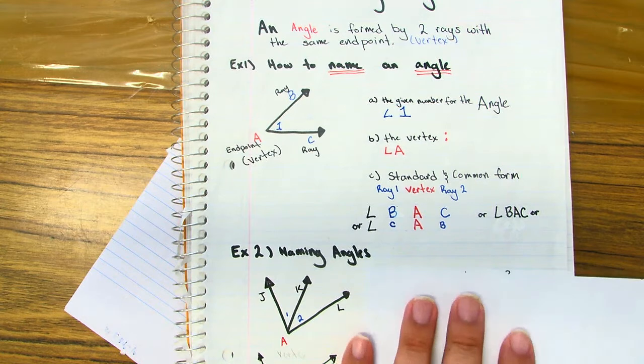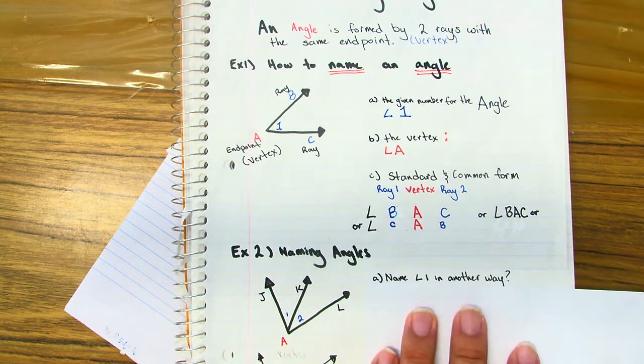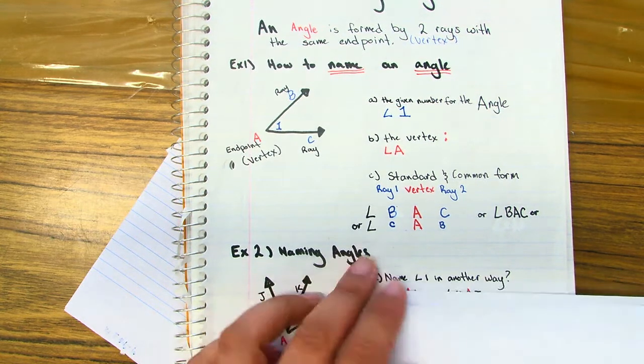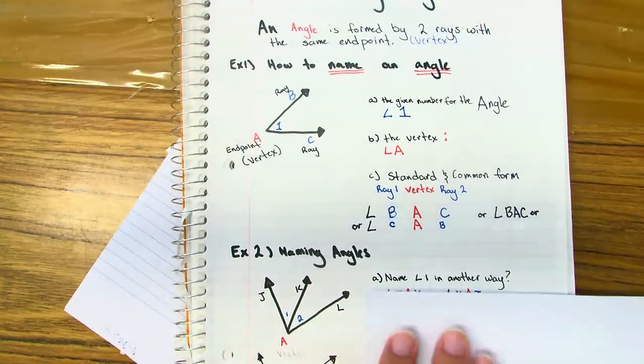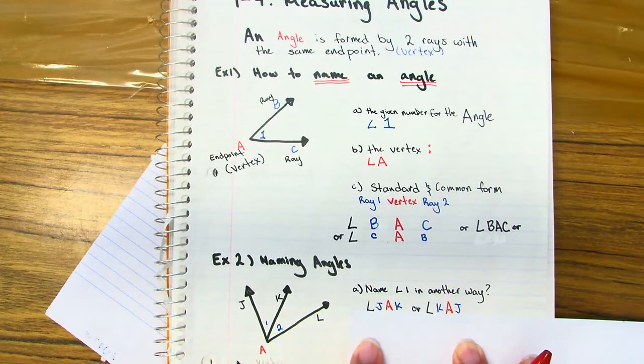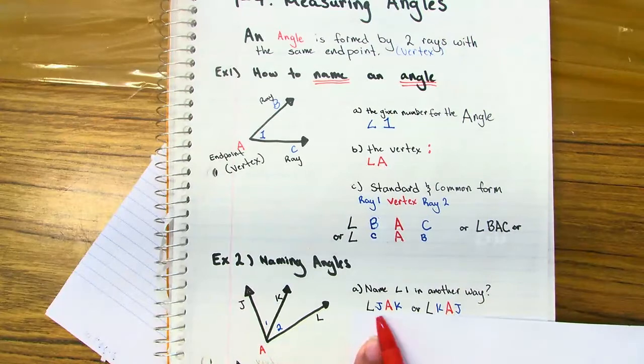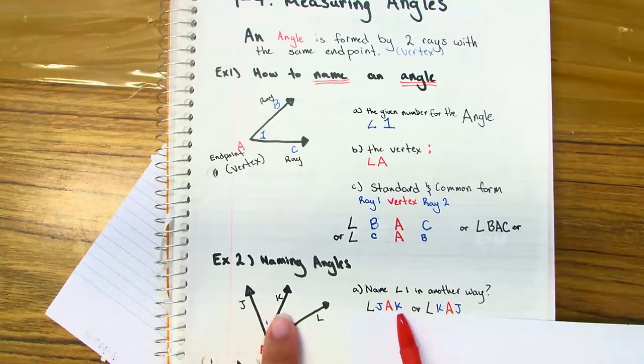Okay. We're going to be practicing naming angles. First one: how do you name another way of naming angle 1? Answer for this one is angle JAK. JAK, because we're talking about angle A. Yes, you are half correct. It's angle A, but you have to specify which rays we're using, which is ray J and ray K, both connected to the vertex A.